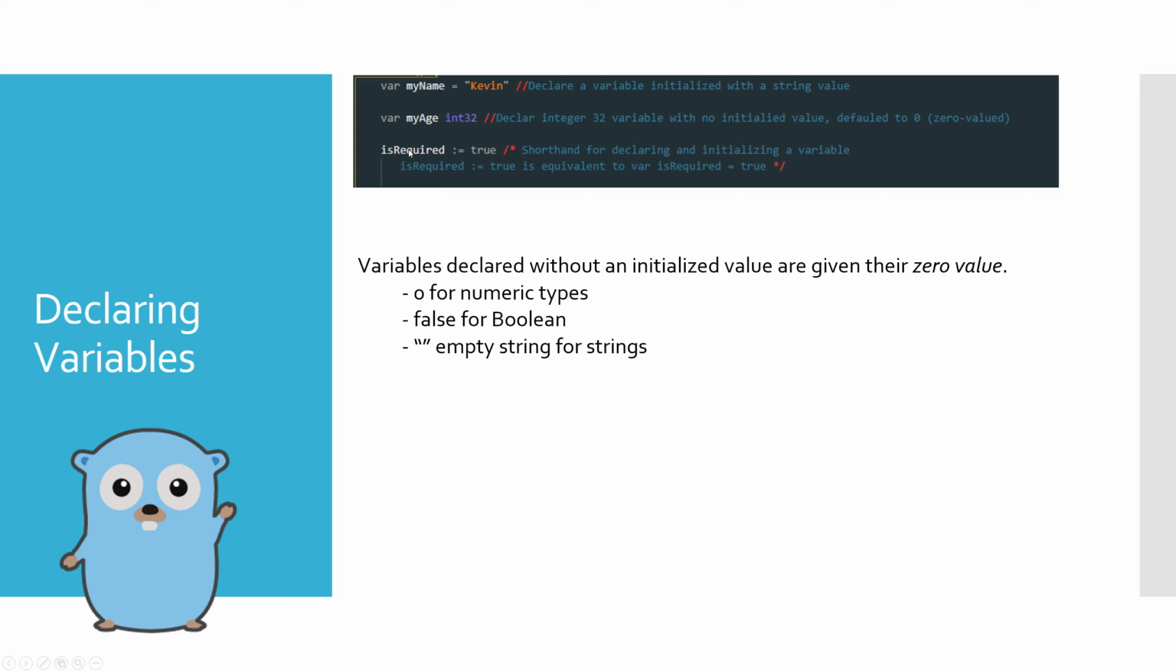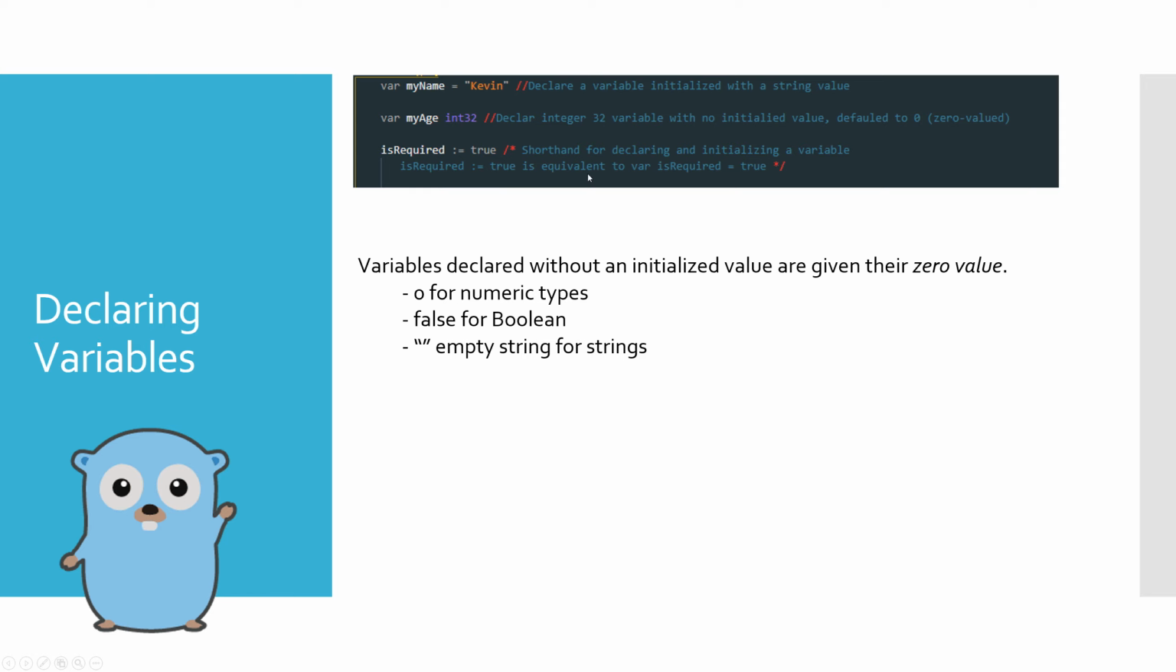Now, the third way we can declare a variable is a shorthand in Go that you'll see a lot, and it's shorthand for declaring and initializing a variable. So the shorthand for this scenario up here. So what you do is you write the variable name, colon equals, and then the initialized value. So here we're creating a Boolean variable called isRequired, and we're initializing it to the value of true. So if we see the comment here, shorthand for declaring and initializing a variable. So this line right here, isRequired := true, is equivalent or the same as writing var isRequired = true. These are the same thing.